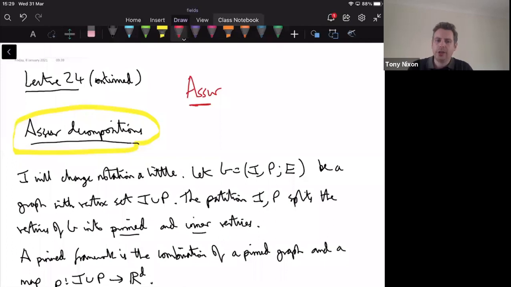So I could use the language we had of linearly constrained frameworks from earlier, but that's not consistent with the literature on Assur graphs and Assur decompositions in rigidity. So I'm going to move the notation a little bit. I'm going to partition my vertex set, but this time I'm going to partition the vertex set into I and P. So I'm not so keen on this notation, but this is what was used in the literature. So I means inner and P means pinned, and you still have your edge set.